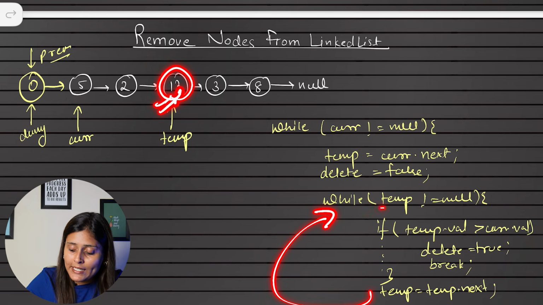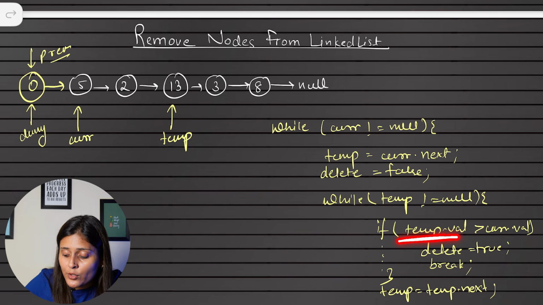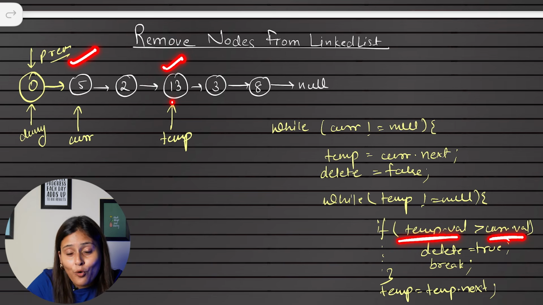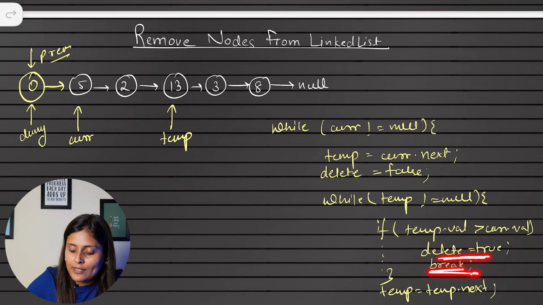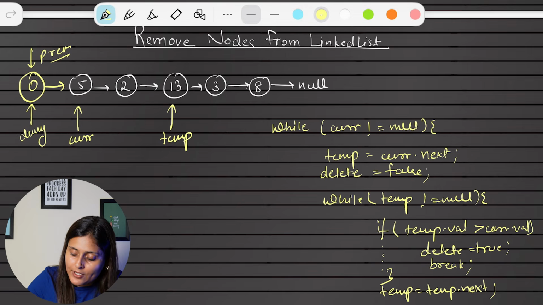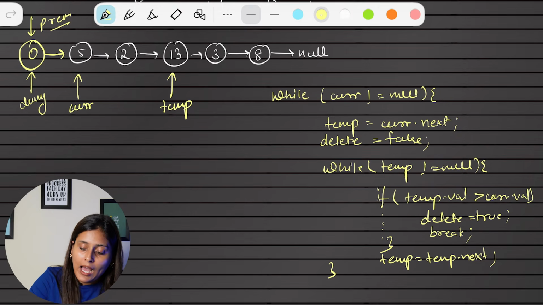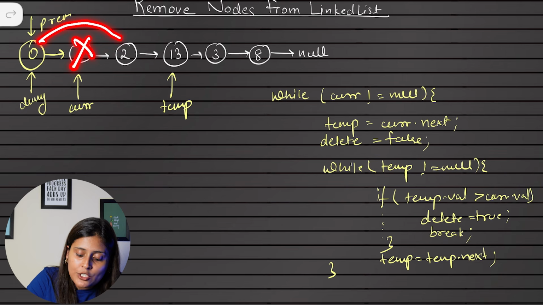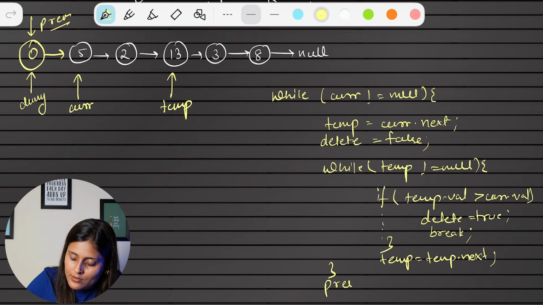Now your temp will move to this position. Again you check: is my temp null? No, it's not null. Is my temp value greater than current value? 13 is greater than 5. Yes, it is. Then what you have to do? Obviously the flag will become true and the while loop will break. So after coming outside the while loop, I have to delete this current. And how can I delete the current? By moving previous.next to current.next. So we'll write previous.next is equal to current.next, and we can say current has been deleted.